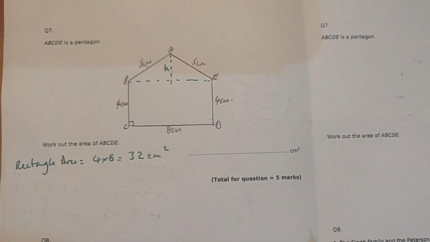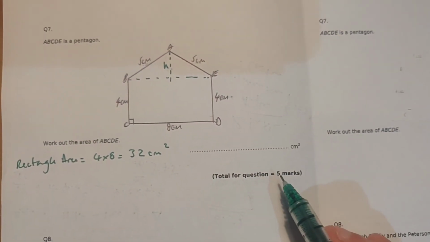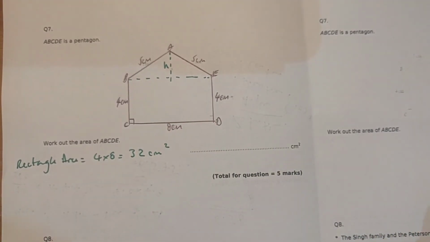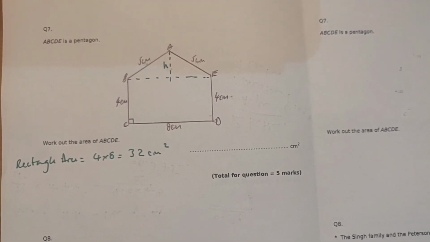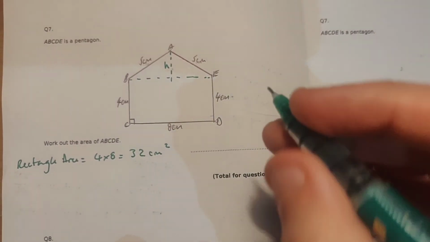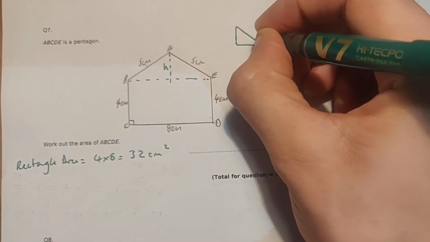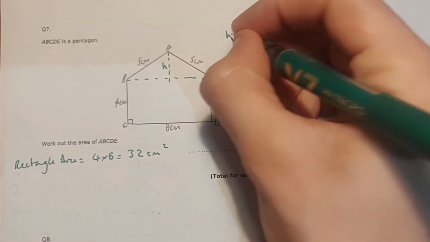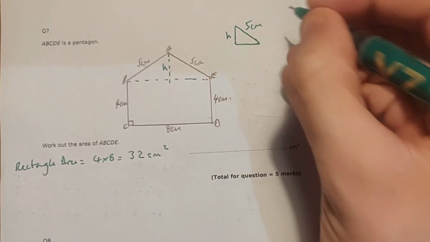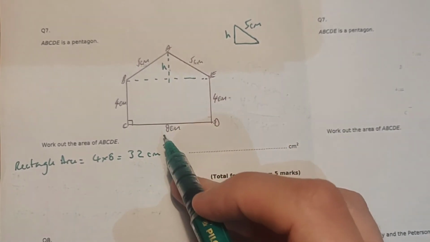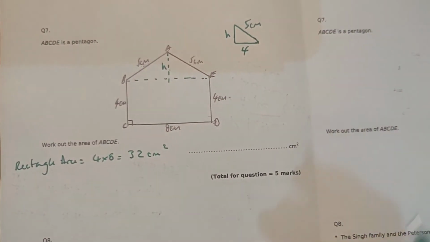Now, the reason why this question is 5 marks is because you're going to need to use a skill that isn't necessarily obvious to you straight away. I'm going to find the height, so I'm going to draw this triangle over here, okay? Where this is h, this is 5 centimeters, and then I need to work out what's this length here? And we should see that this is going to be halfway, so that's 4 centimeters.